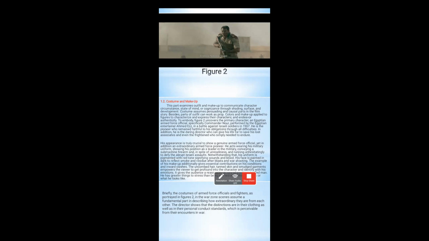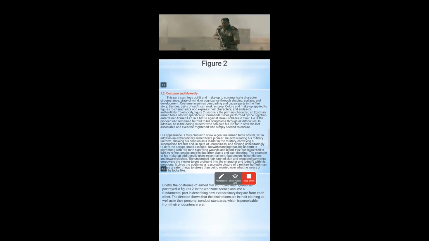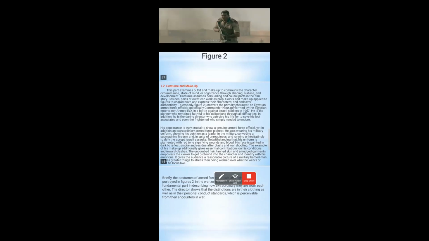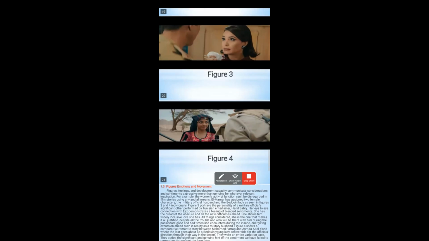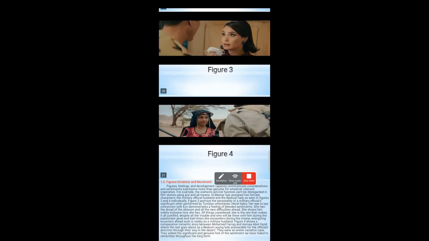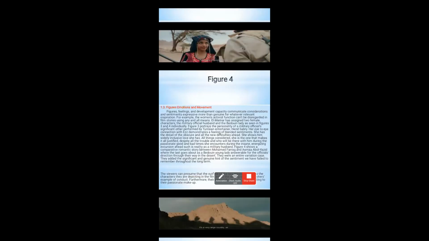And then we have another example, actually two examples in figures 3 and 4. The two female characters show us emotions and movements. So figures, feelings, and development capacity communicate considerations and sentiments expressive more than genuine for whatever relevant inspiration. So for example, the woman's activist function cannot be disregarded in the film. It has assigned two female characters, the military official.